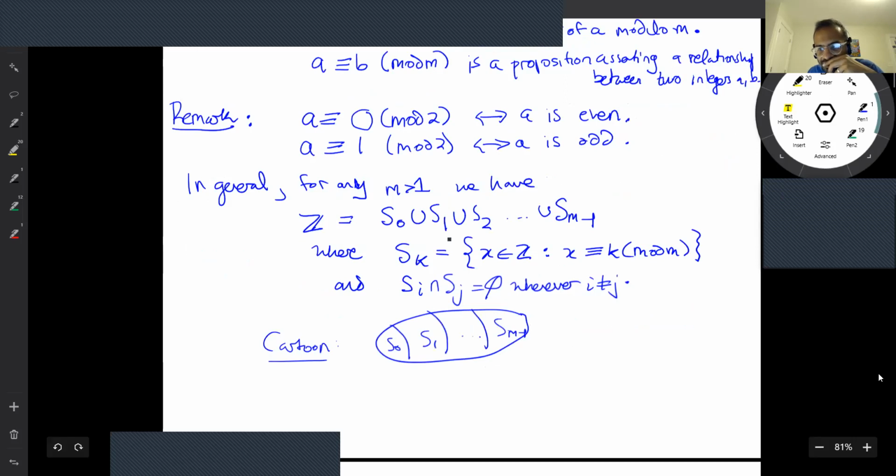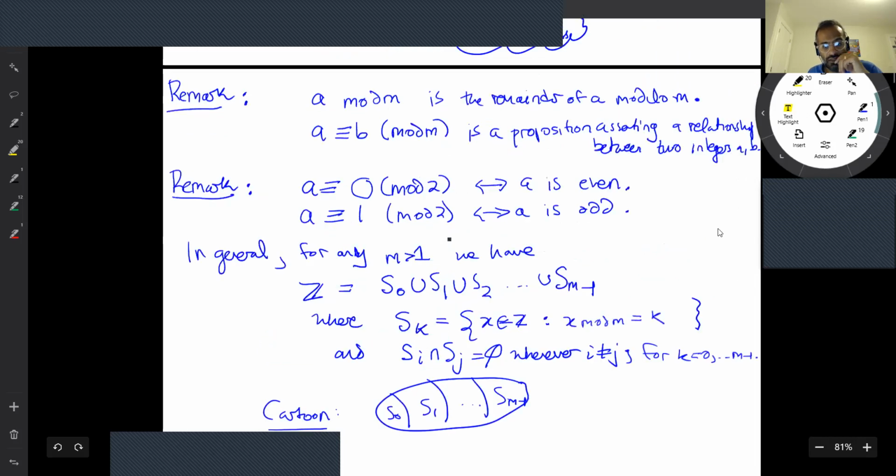Actually, I should have used the other notation, where I shouldn't say x is congruent to k mod m. I should say all integers x such that x mod m is equal to k. So that's the remainder of x when divided by m. And this is again for k going from 0 to m minus 1, because the remainder is a non-negative integer less than m.